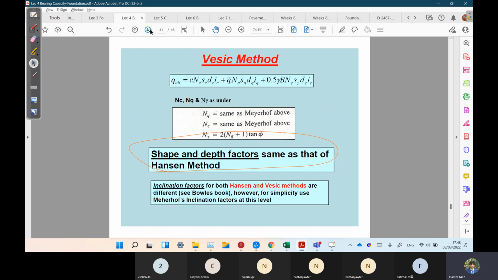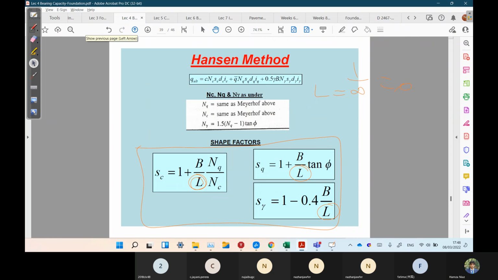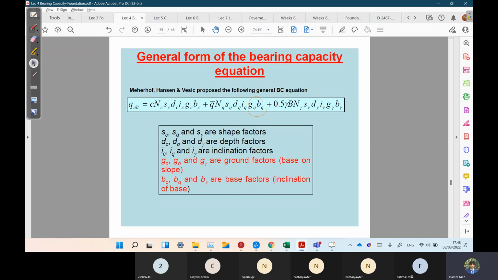For base and ground factors, those are not in the course. These base and ground factors, this one, G and B. So ground and base factors, they are not in the course. You can ignore them.